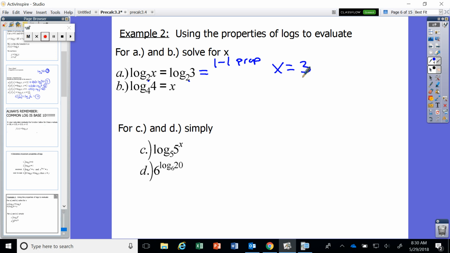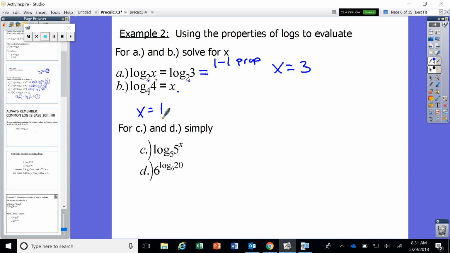Alright, well, log base 4 of 4 equals x. We want to solve for x. Once again, 4 to what power equals 4? So that's going to show that x equals 1 in this case. Alright, so what about part C and part D? I challenge you to pause the video before we go on into them and see if you can solve for part C and solve for part D.